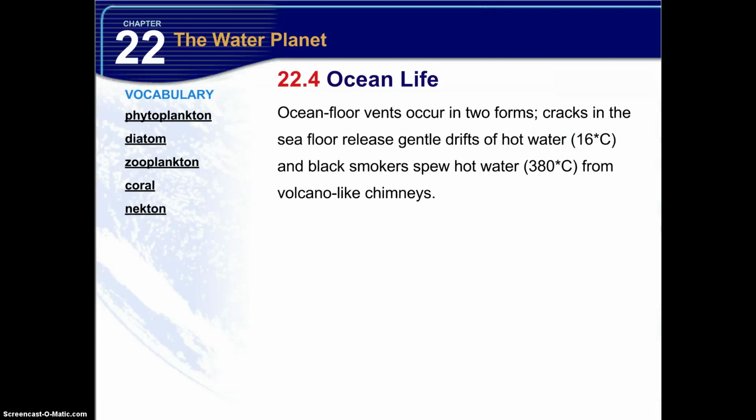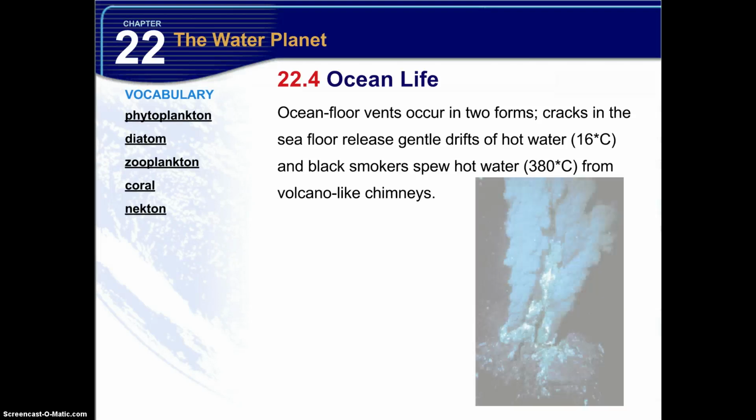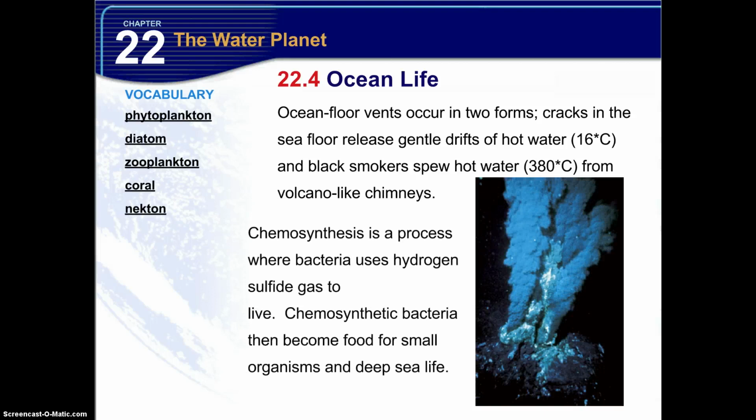Ocean floor vents occur in two forms. One, they could be a crack in the sea floor that releases gentle drifts of hot water, usually about 16 degrees Celsius. And there are also black smokers that spew out hot water at 380 degrees Celsius from volcanic-like chimneys. Here's a picture of what we call a black smoker.